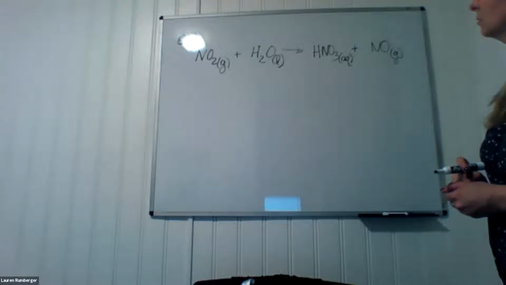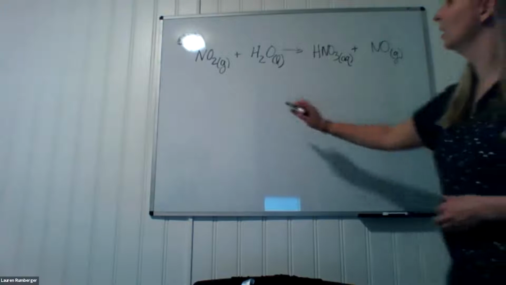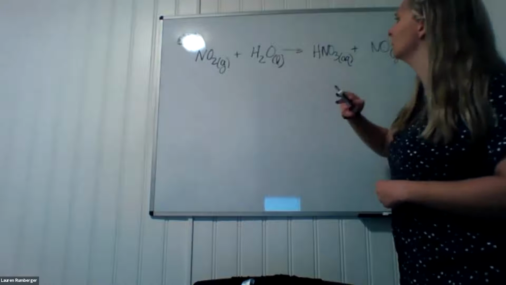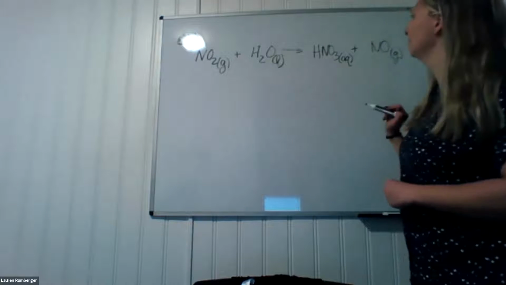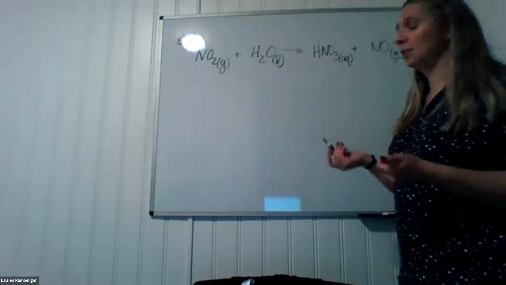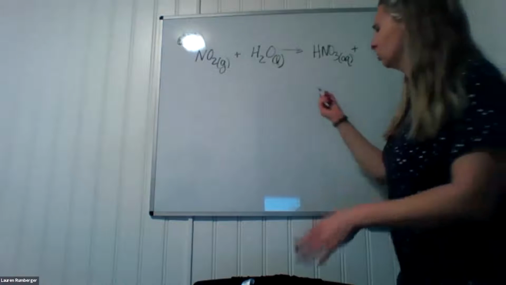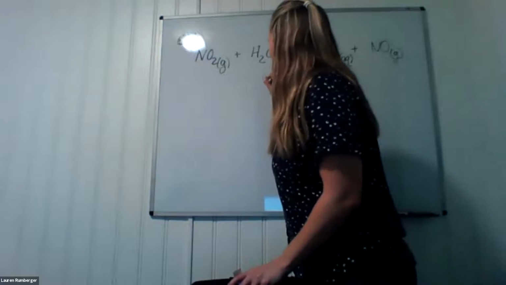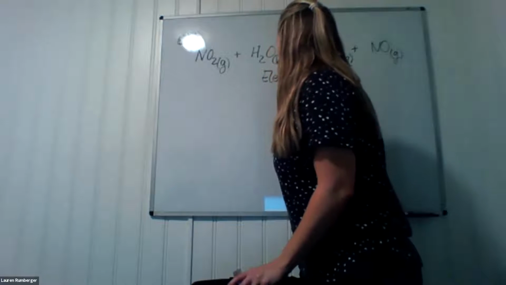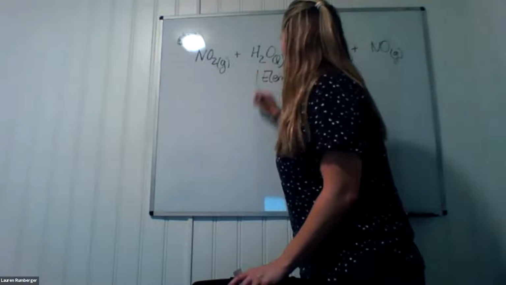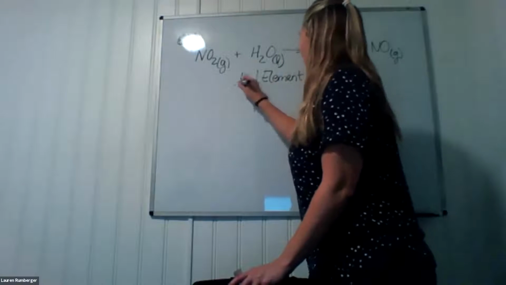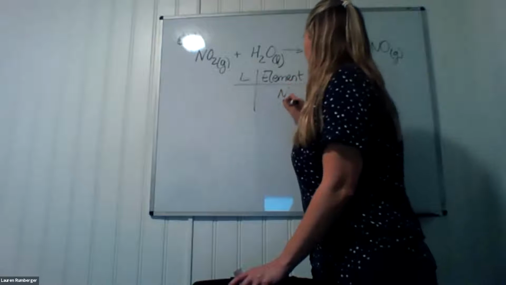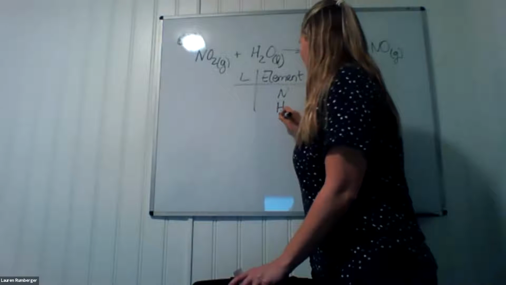Okay, looking at this, what I'm seeing is that the hydrogens are not balanced and the oxygens are not balanced. Okay, let's practice with our table again, just so you remember that you have that option to use a table. Left side, right side. Nitrogen, hydrogen, oxygen.